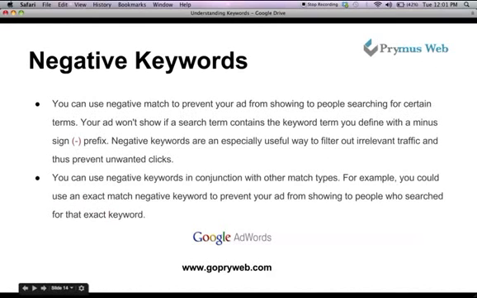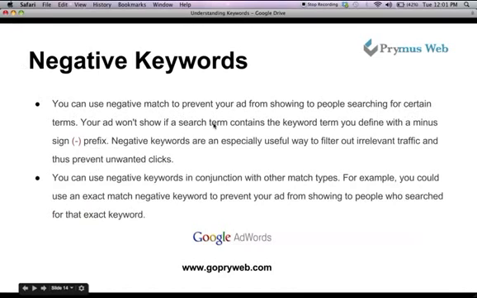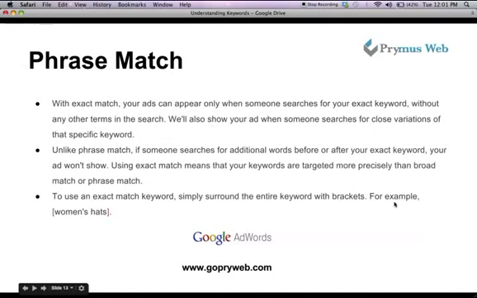This is supposed to be exact match, so just ignore that typo. With exact match, your ads can appear only when somebody searches for your exact keyword. So if you put a bracket in front of it, Google is only going to pull up your ad the exact way it's matched up. And we'll go over this when we take a look at the keyword planner and go into AdWords.